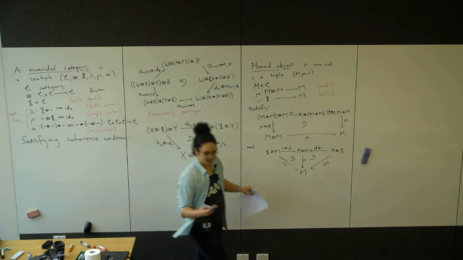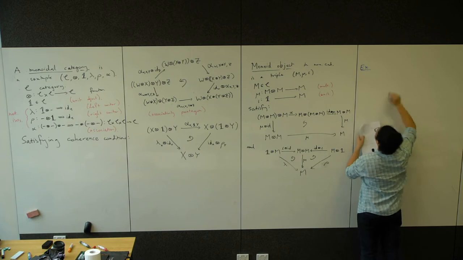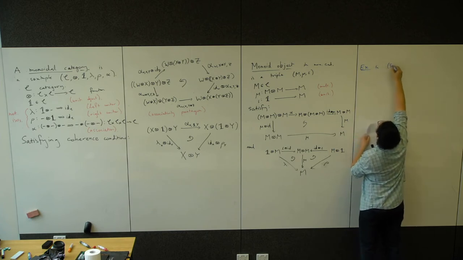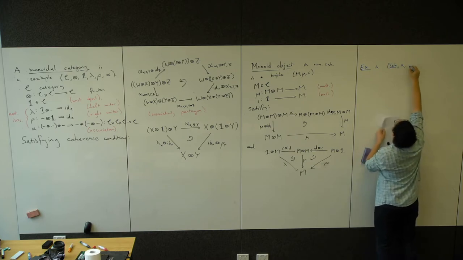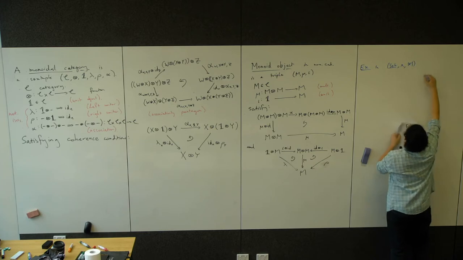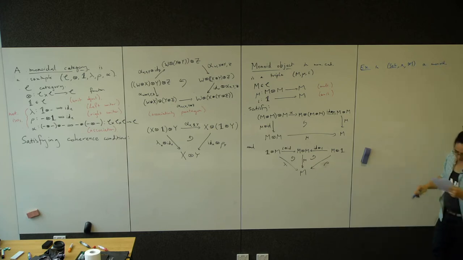Then we have the identity tensor iota. All right, so a monoid object is this data satisfying these diagrams. So let's talk about some examples. In Set with product and singleton, a monoid is a monoid object.